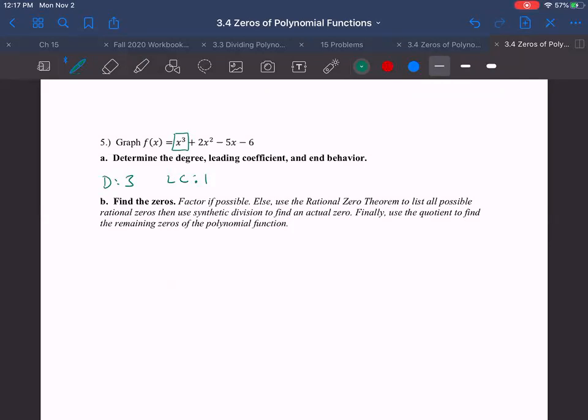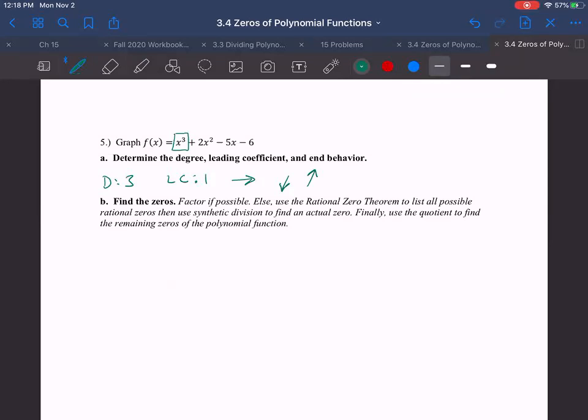So this is going to look just like an x cubed, where it falls to the left and rises to the right, or as x goes to -infinity, y will go to -infinity, and as x goes to +infinity, y will go to +infinity. So that's what's going to happen with that.